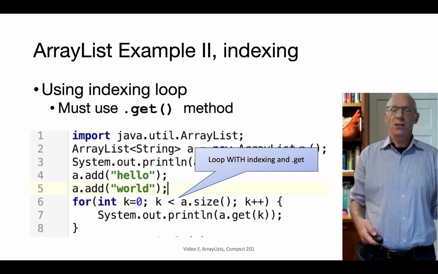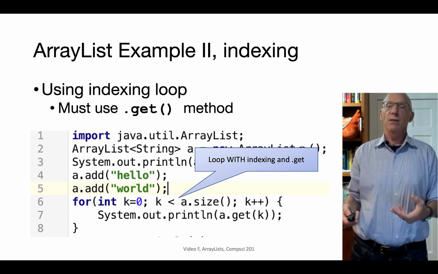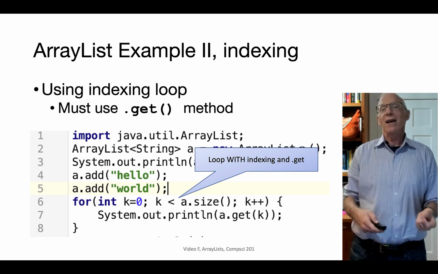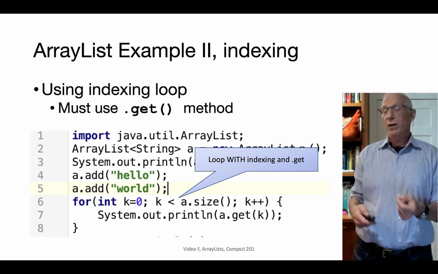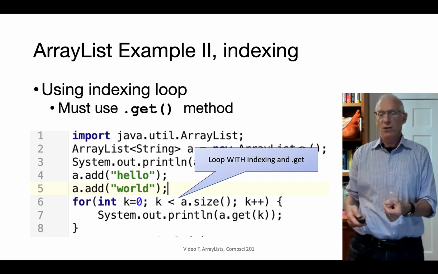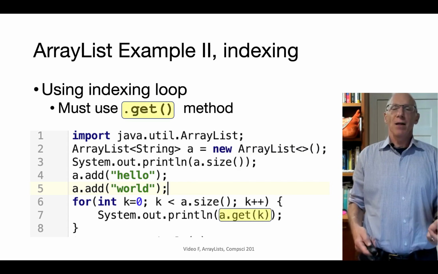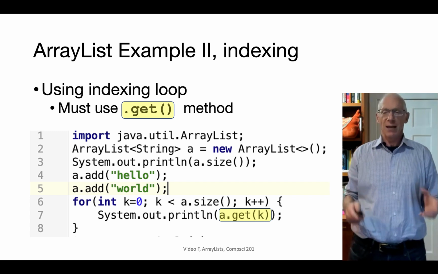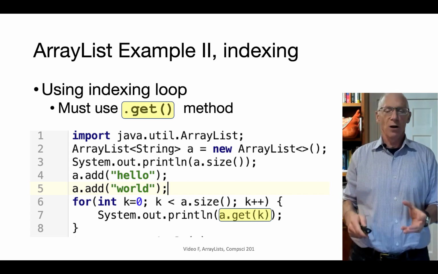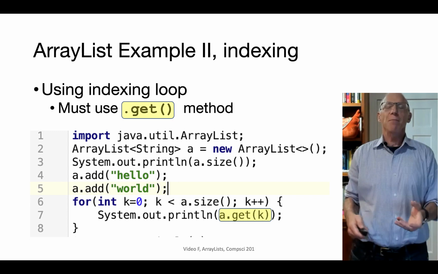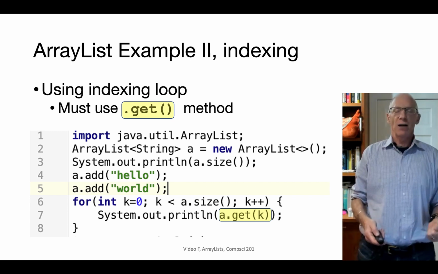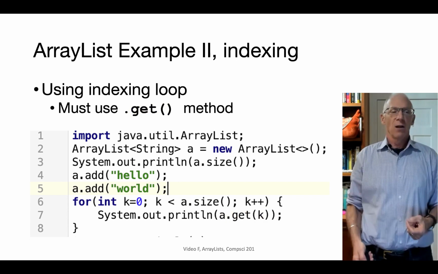Start the index at 0. We could use any variable, but I like to use k. While k is less than a.size(), we can see that's a method because of the parentheses. And then we print using the .get method. We can't use the simple syntax of brackets as we used with an array. And we see this get method retrieves values from the array list.